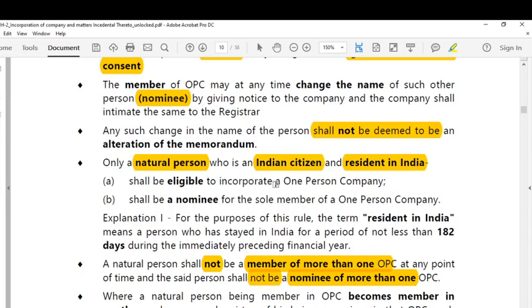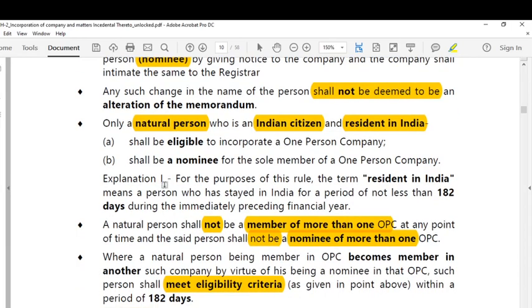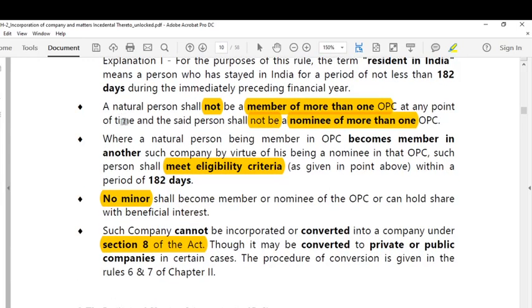And the next provision is that if a nominee change happens, that shall not be deemed as an alteration of the memorandum. And the next provision says that only a natural person, an Indian citizen and a resident in India, can become either a member of OPC or a nominee of OPC. Next provision says that a natural person shall not be a member of more than one OPC and a nominee of more than one other OPC. So the limit is that you can become a member of one OPC and a nominee of another OPC, but you cannot become a member of two OPCs, and also you cannot become a nominee of two OPCs. That is this point, right?